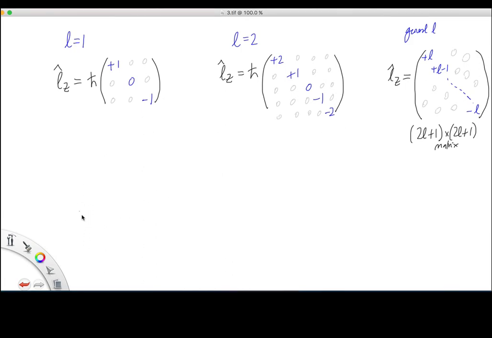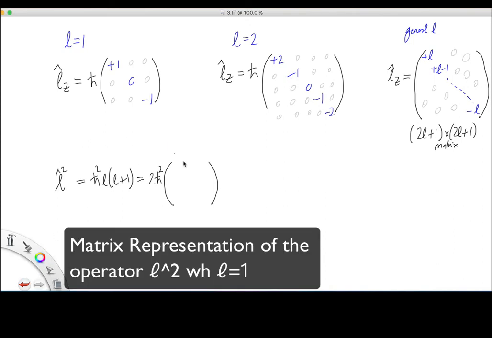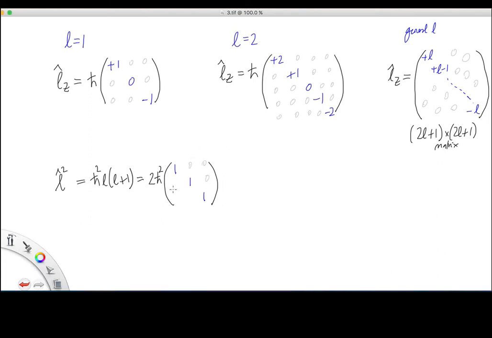Now we can make similar arguments for the L squared operator. In this case, the eigenvalues of L squared are just h bar squared L plus 1, and that's the same for all of the different ml values. So for the case L is 1, then we have 1 times 2, so this would be 2 h bar squared, and the matrix would just be, in this case, a diagonal matrix with 1s all the way along the diagonal and 0 in the other places. So again, a diagonal matrix.